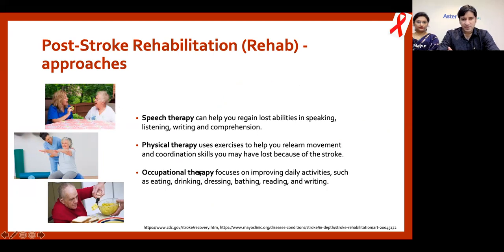The occupational therapist has a very important role. This is a commonly ignored entity, because these therapists are skilled at improving the patient's fine motor skills. They teach patients how to take care of daily activities: eating, drinking, dressing, bathing, reading and writing, etc.